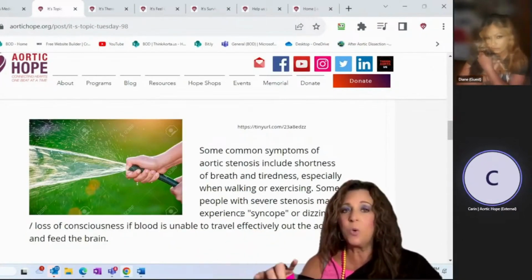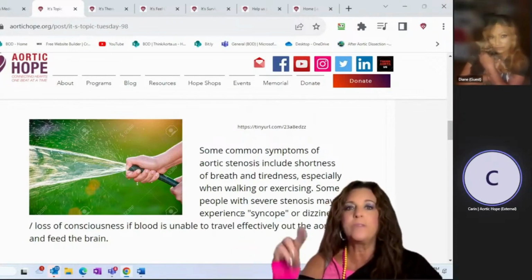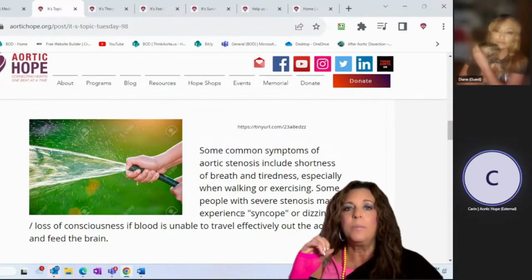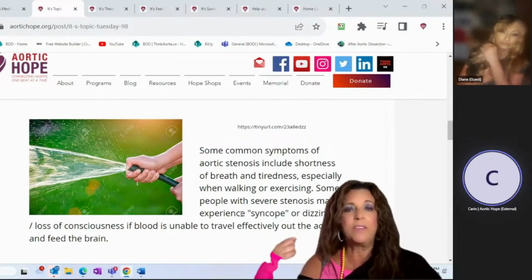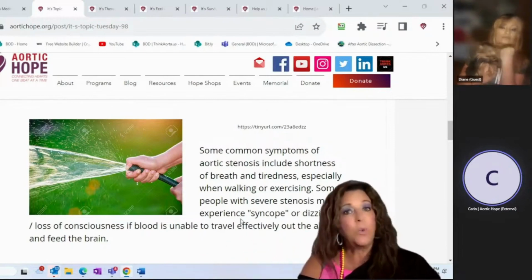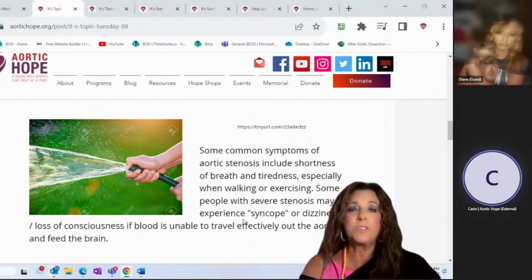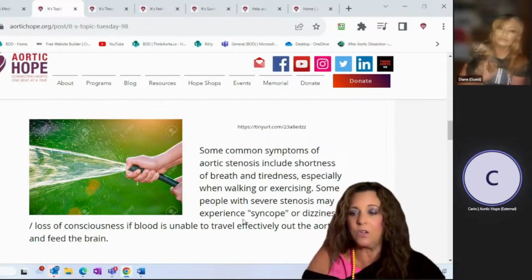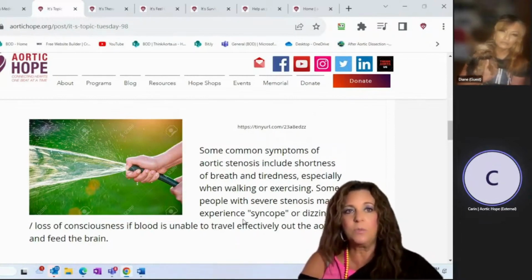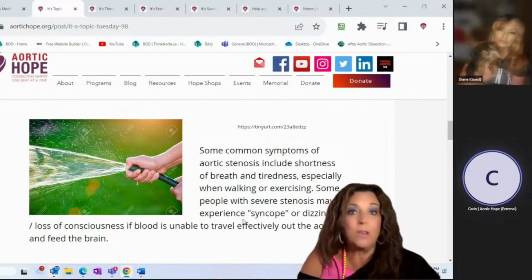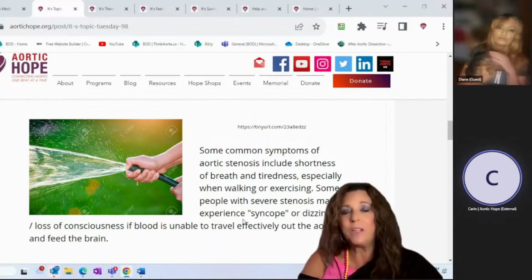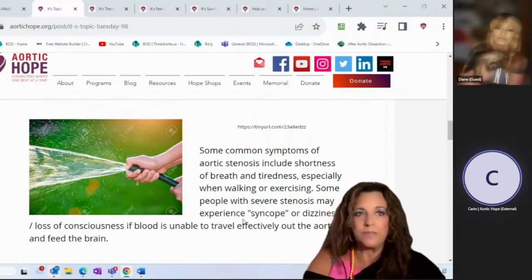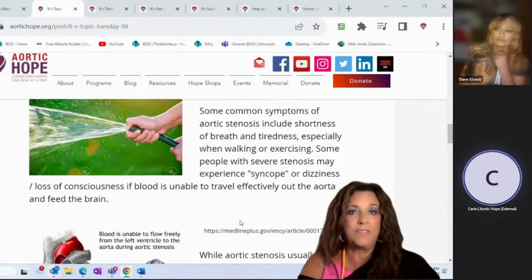All right, so common symptoms of aortic stenosis would be shortness of breath and tiredness, but shortness of breath is not only for stenosis, so keep that in mind. You could have shortness of breath, you could be fatigued, especially when walking or exercising. And some people with severe stenosis experience syncope or dizziness, which could be a loss of consciousness, where you might pass out. That's if blood is unable to travel effectively out of the aorta and feed the brain.